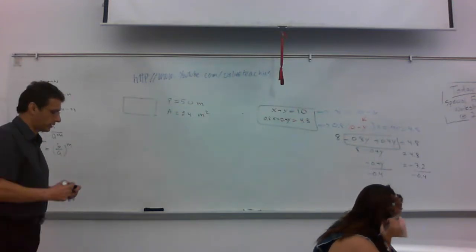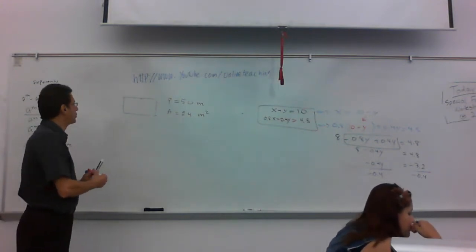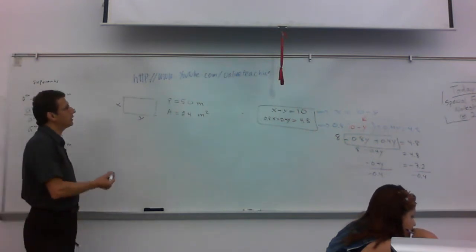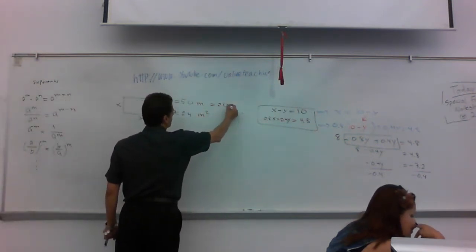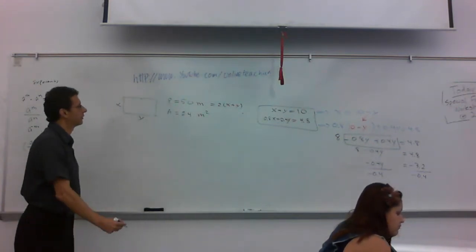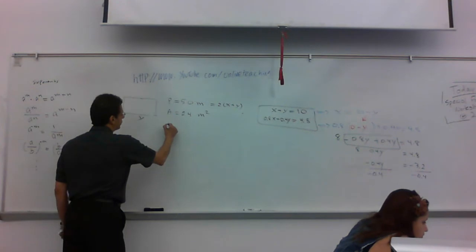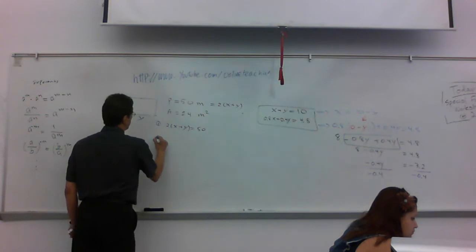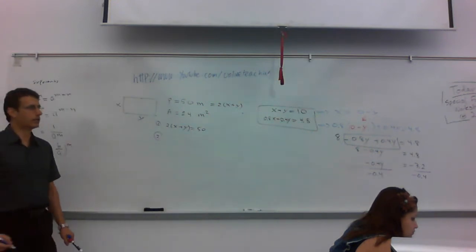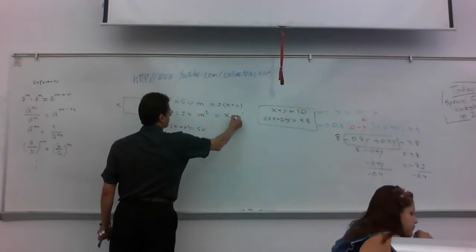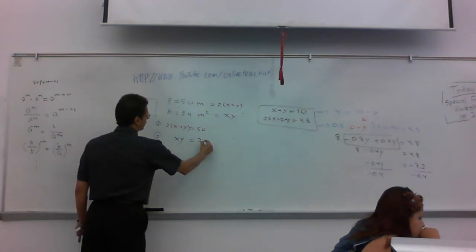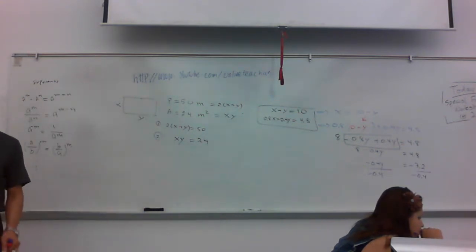Basically, you write the dimensions as, I don't know, x and y. Do you see that the perimeter is 2 times x plus y, right class? So in other words, 2 times x plus y is 50, that's one equation. What is the area? Isn't the area the width times the length? Right? So x times y is equal to 24. That would be the second equation. And that's a system that we need to solve.